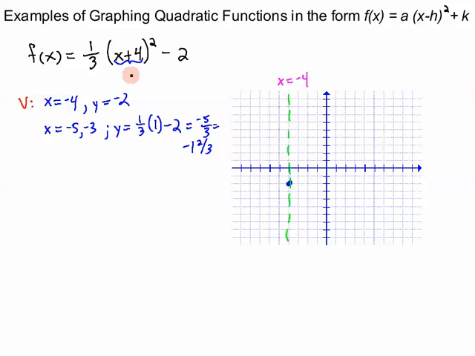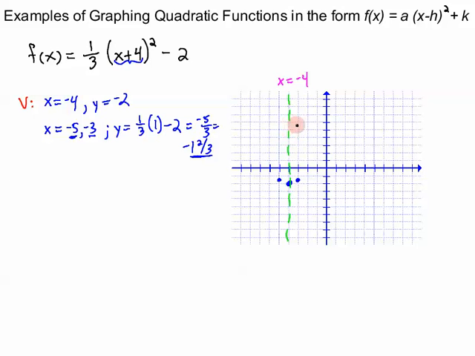So to plot that, I need to first find when x is negative 5 and y is negative 1 and 2/3. So negative 5 is right here, negative 1 and 2/3 is right here. And then when x is negative 3 also, I have the same y value, so I get the symmetry here for my parabola. Let's find one more symmetric point.